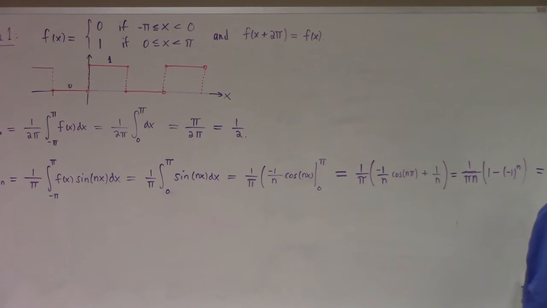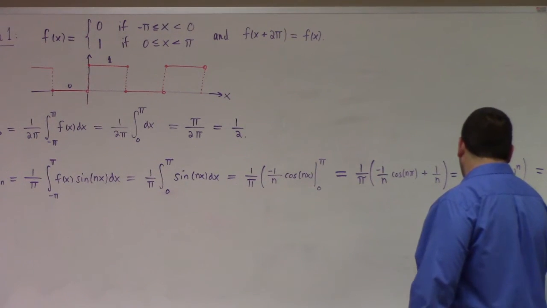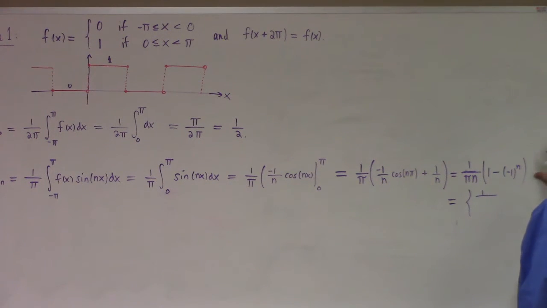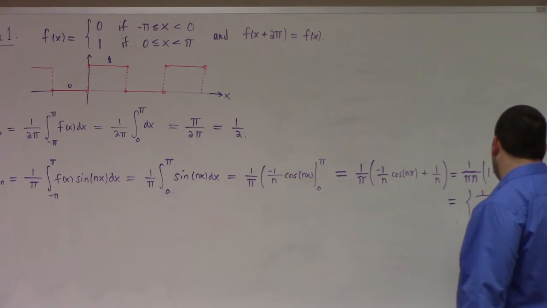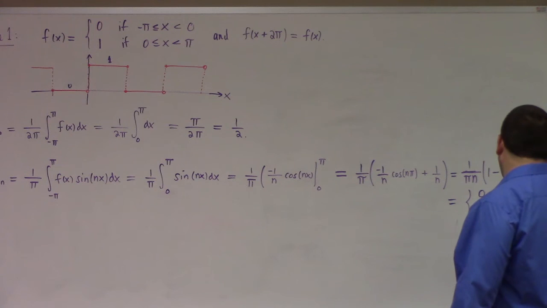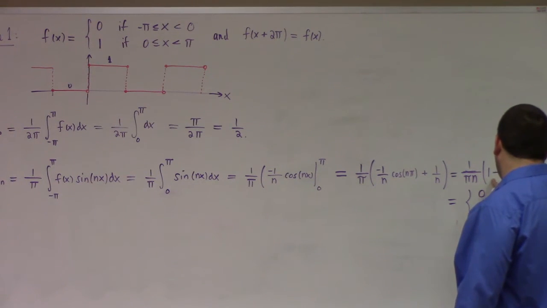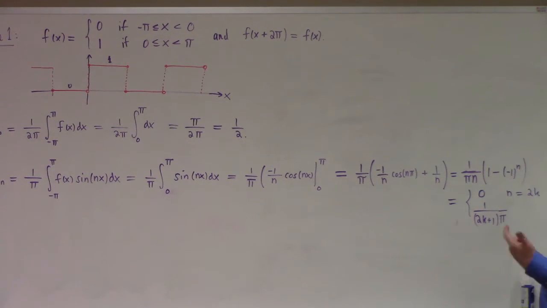So this is either what? If n is even, we're in trouble, right? So if n is even, it's 0. But on the other hand, it's 1 over 2k plus 1 times pi. And then this just simplifies to what? If n is odd, that becomes 2, right? So it's this for n equal to 2k plus 1.